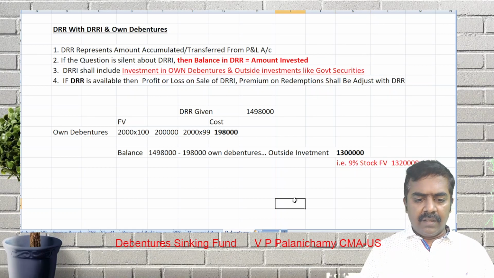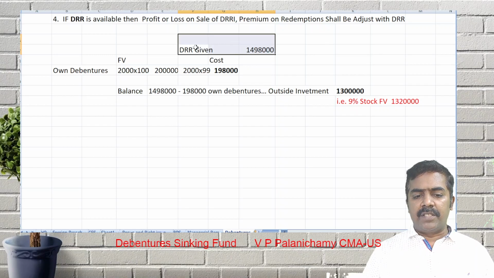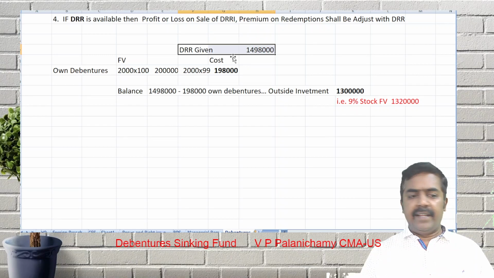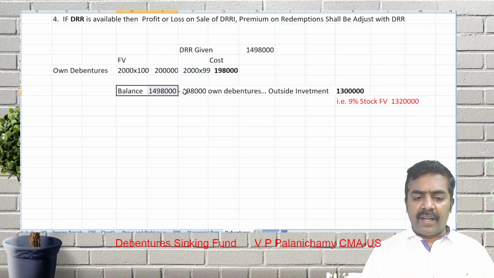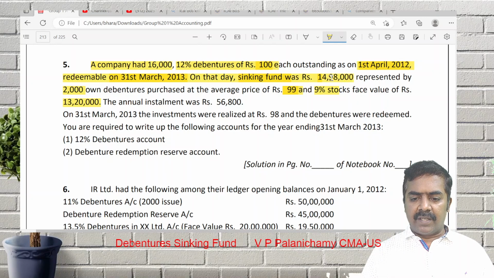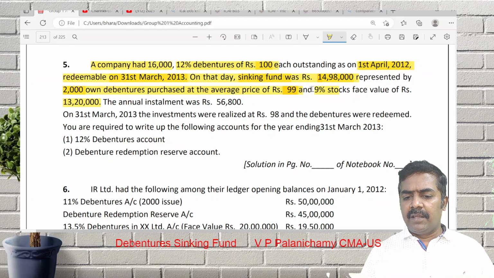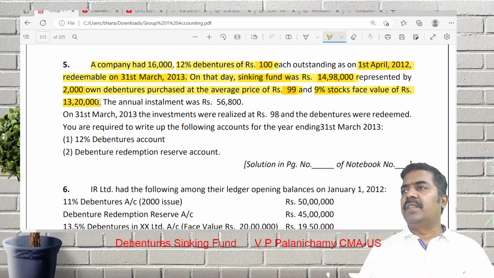Once again I repeat. What is debenture redemption reserve? Fund created for redeeming. How much is given? 14,98,000. Own debentures at average cost, how much have they given? 1,98,000. How much balance is left? 13 lakhs. That is invested in what? Outside investment. That is nothing but that 9% stock. Look, 14,98,000 represented by 2,000 own debentures purchased at an average cost of 99. Balance is 9% stock having a face value of 13,20,000.